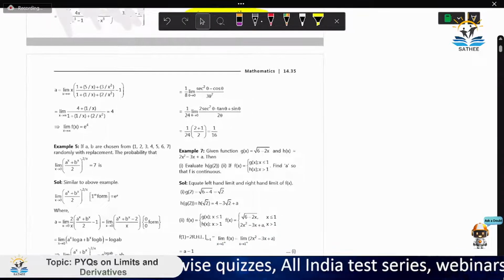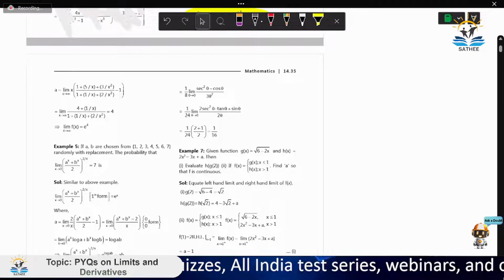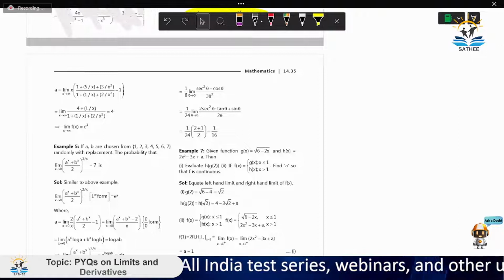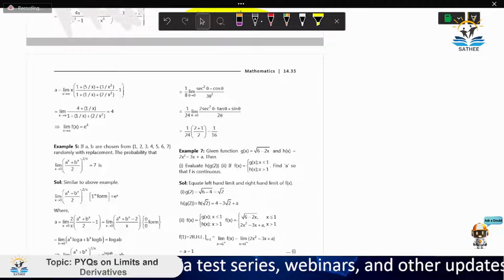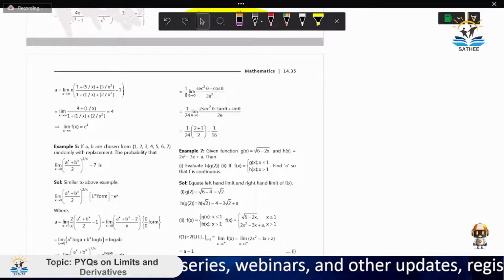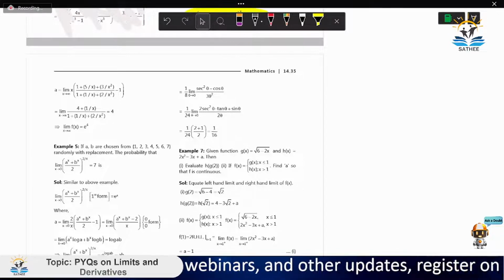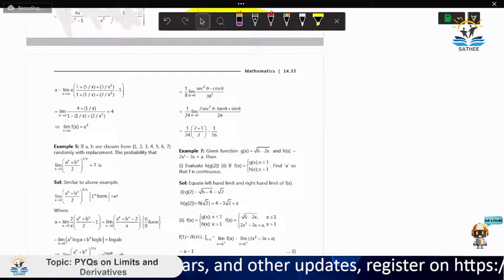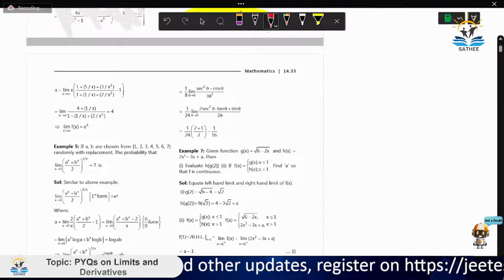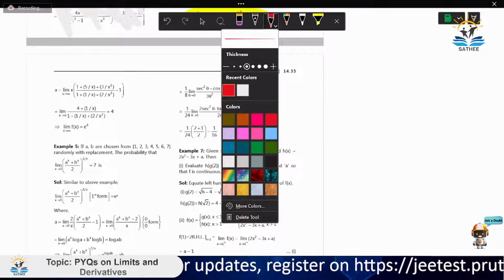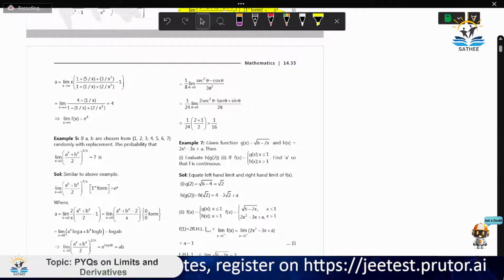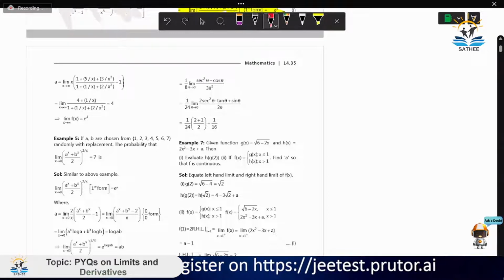So if A and B are chosen from 1, 2, 3, 4, 5, 6, 7, 8 randomly with replacement, guys, the probability that this equals to this. Okay. So let us see how it looks. Sorry for my stammering, guys.